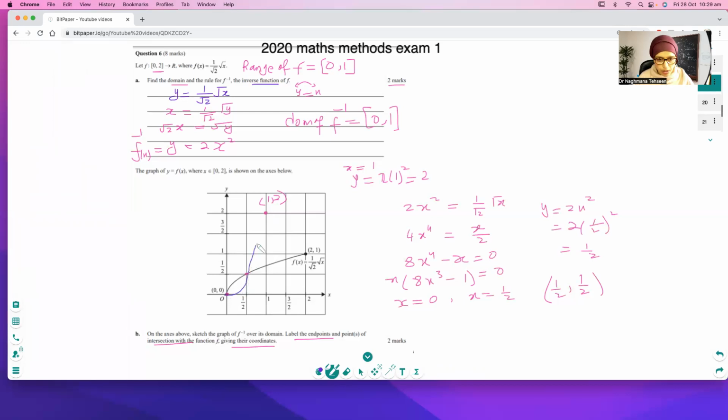Then I can go and graph it. It's a parabola, which is going like this. Okay, so that would be the graph. It's a bit wiggly, but never mind, so we can ignore that bit.